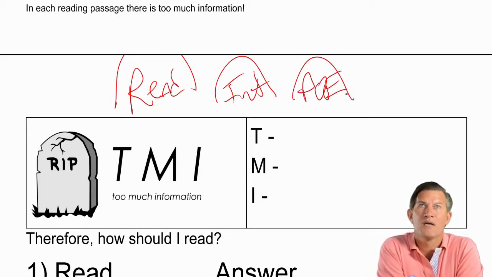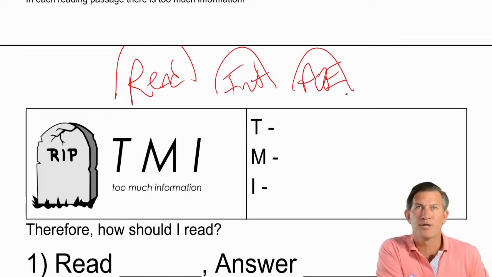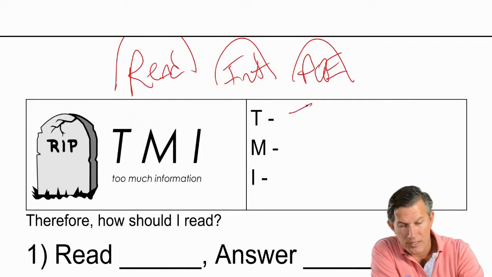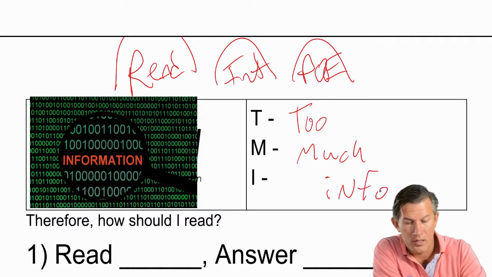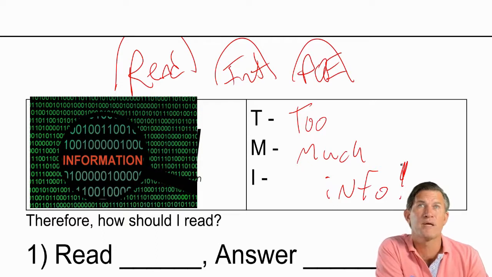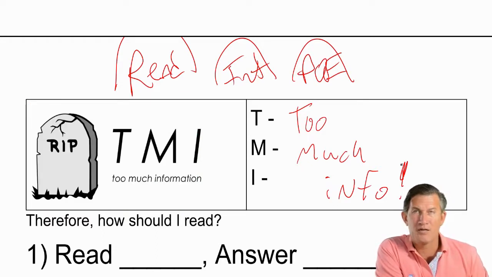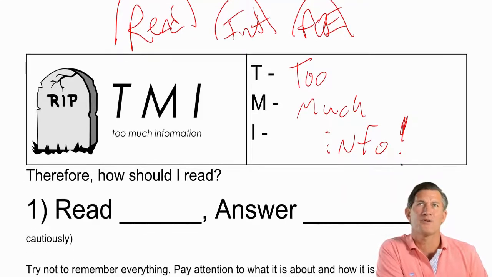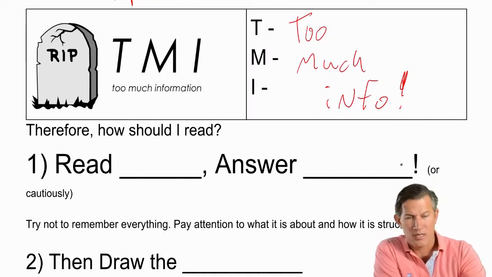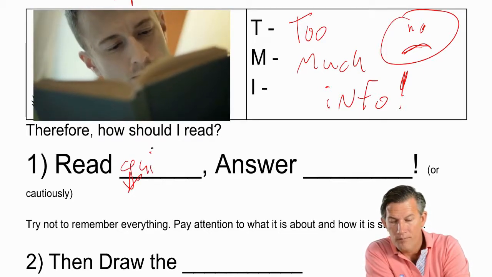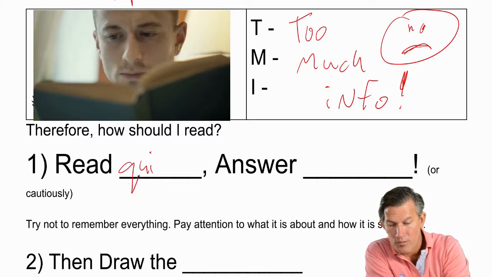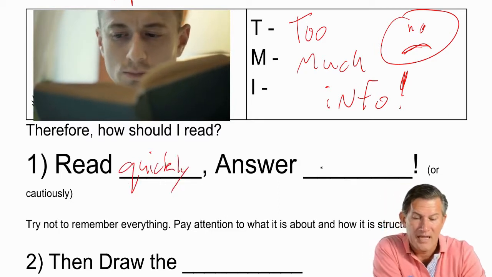But what does TMI mean? TMI means too much information. Well, in each passage there's too much information. So what we're going to do is write too much information, but we're going to change this. Too much info. Since there's too much information, how should you read these passages? They're just packed with information. Since there's too much information, it's going to be hard to understand. So you're going to read quickly. Read quickly, but answer carefully.